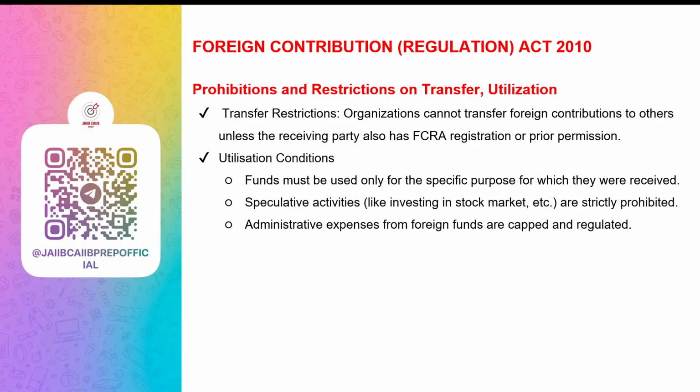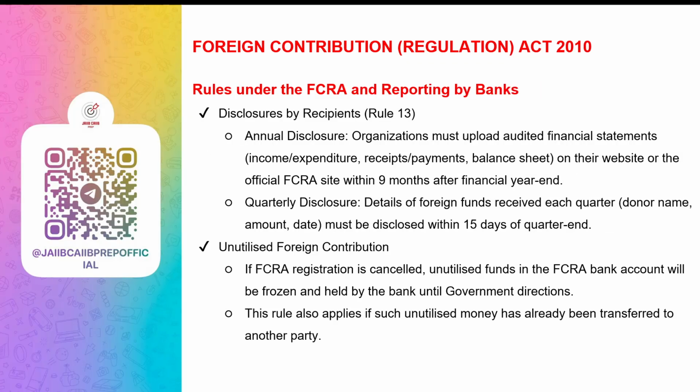You cannot invest the money into the stock market, cryptocurrencies, F&Os, betting activities to make profits. And the administrative expenses should be limited. So the money spent on office rent, salaries, electricity must be within the limit prescribed by the government. So there is currently a capping of 20% unless special approval is taken from the government.